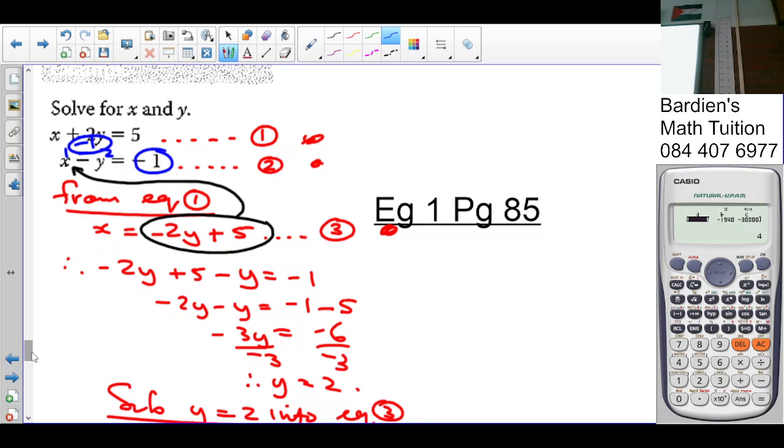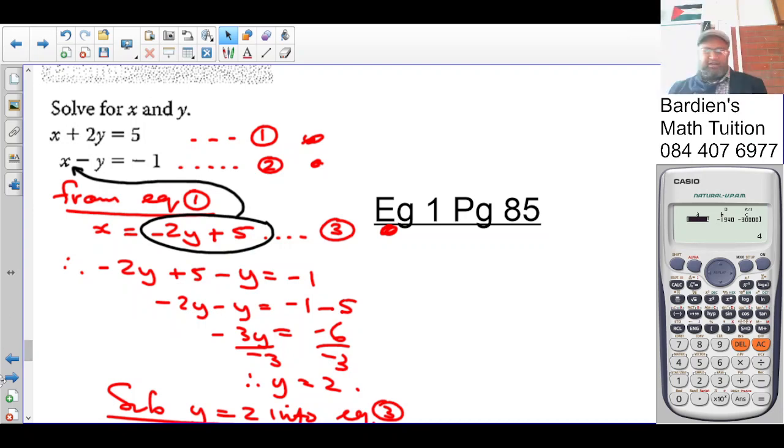This sum is worth 4 or 5 marks in your exam. When it comes to grade 11 and 12, the simultaneous equation is worth 6 or 7 marks. It's very, very important to understand this concept. Any confusion here, people? Alright, let's do another one.